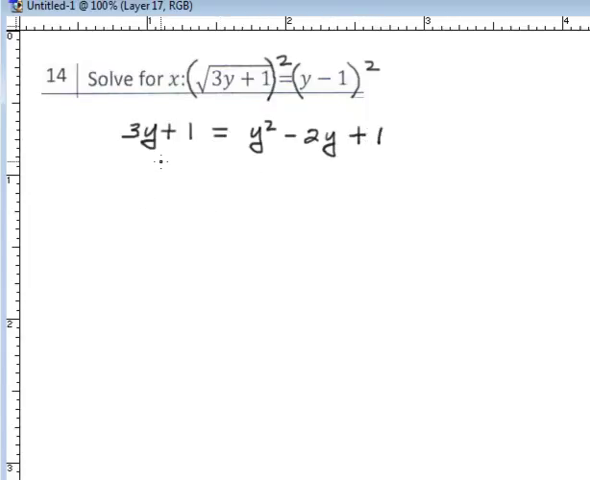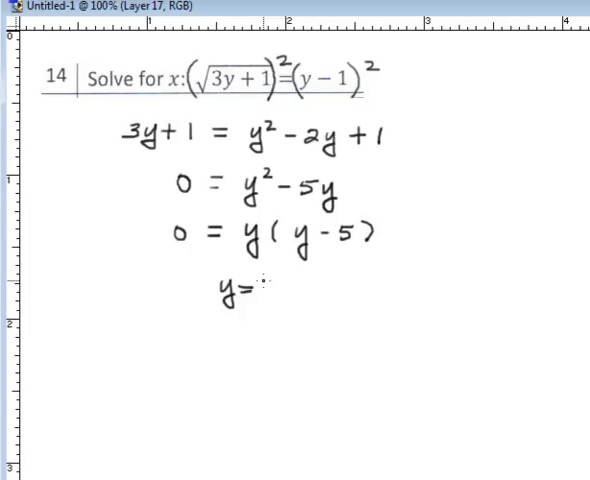Okay, this is a quadratic, so let's put it in standard form. We'll subtract 3y from both sides, and that'll give us y squared minus 2y minus 3y, that's minus 5y. Subtract 1 from both sides, and these two 1's cancel, so we have 0 equal to y squared minus 5y. Now we can factor this by pulling out y, and so we get two possible solutions, y equals 0, y equals 5. We have to check those because we did square both sides. All right, so let's do our check.